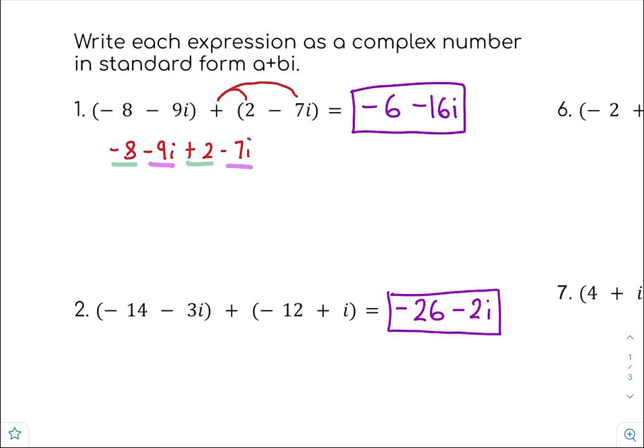So look at the reals. Negative 8 plus 2 is negative 6. And negative 9i minus 7i, that's negative 16i.